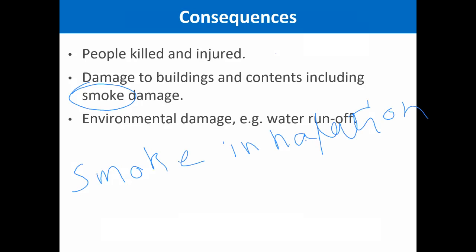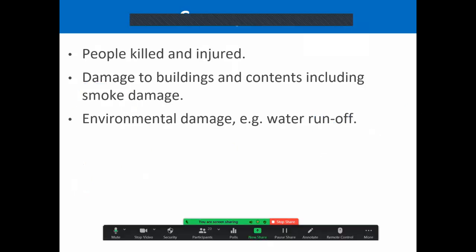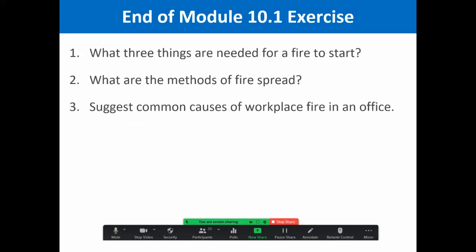Because the smoke is toxic, it is poisonous. It has carbon dioxide, carbon monoxide, it will have soot, it will have pure carbon, unburnt carbon as well. So the biggest killer is not the fire itself, it is the smoke. Then obviously it could cause environmental damage, for example, water runoff as well. So these are all the consequences of fire.